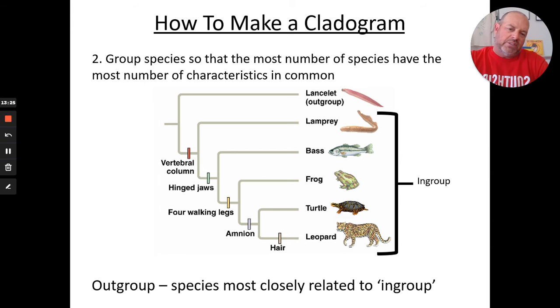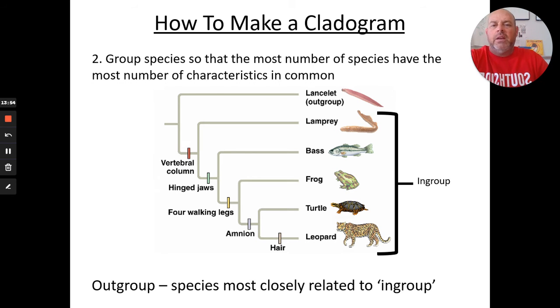So this is what the cladogram might look like. If you take the data on this slide and you put it over here, the lancelet being the outgroup, you can see at the bottom, species most closely related to the in-group. And the in-group is just the group you're studying. So in-groups and out-groups are not necessarily arbitrary, they're not arbitrary to the person doing the research, but whoever's doing the research gets to pick the group they're looking at, and that becomes the in-group, and then whatever's next to it would become the out-group.